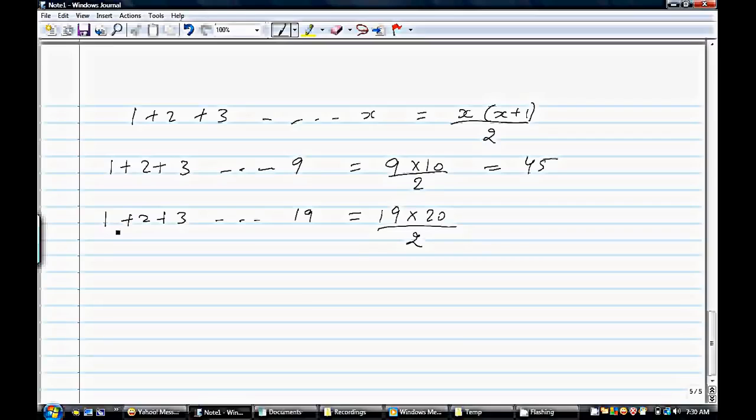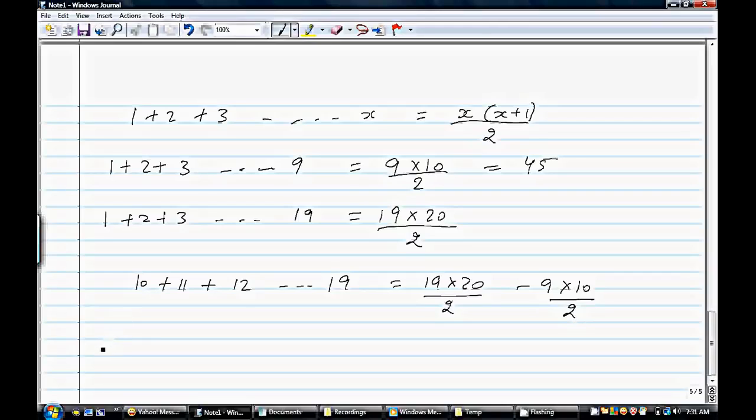Now suppose the number doesn't start from 1 but it starts from something else. For example, 10 plus 11 plus 12 and it goes to 19. So first I have to add numbers from 1 to 19. So that will be 19 into 20 divided by 2, and then I have to subtract numbers from 1 to 9. So that will be 9 into 10 divided by 2. So this can also become a general formula.